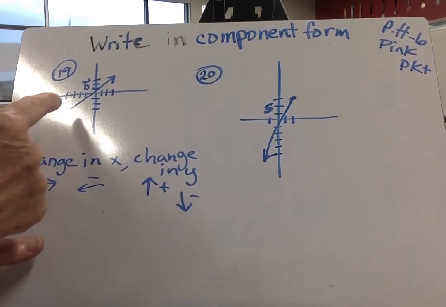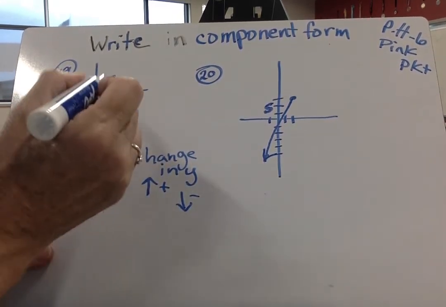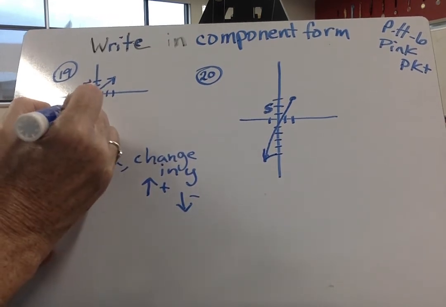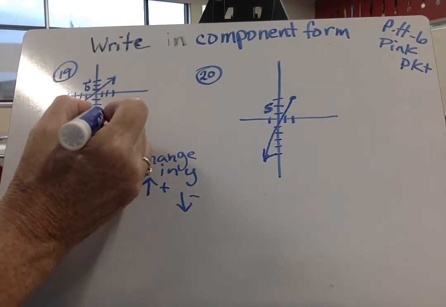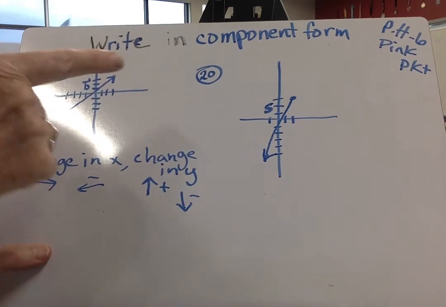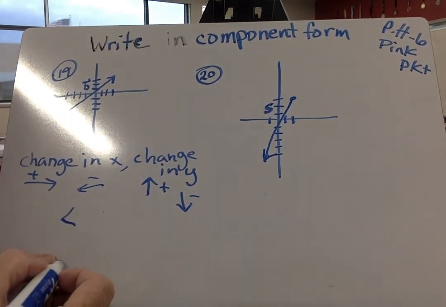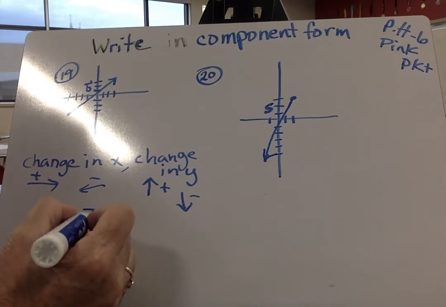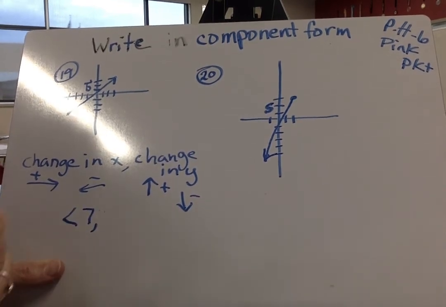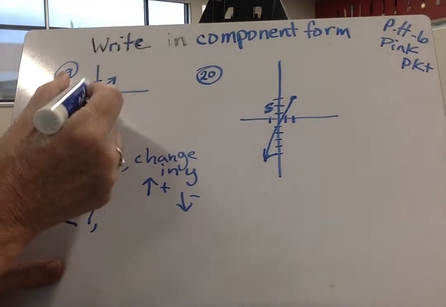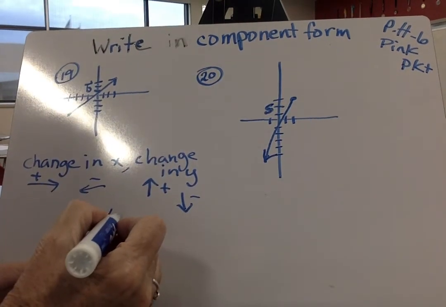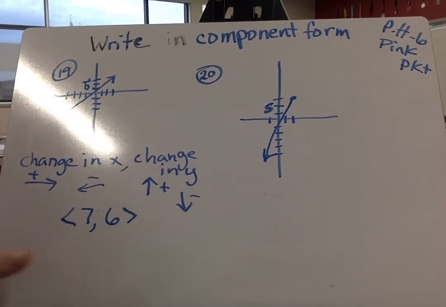Okay, so we're going to start here, and we're going to go across. We're going to count 1, 2, 3, 4, 5, 6, 7. And it's to the right, so that's positive. This is component form. We're going to go right 7, and it's up, so we also know it's positive. So we go 1, 2, 3, 4, 5, 6. And you're done.